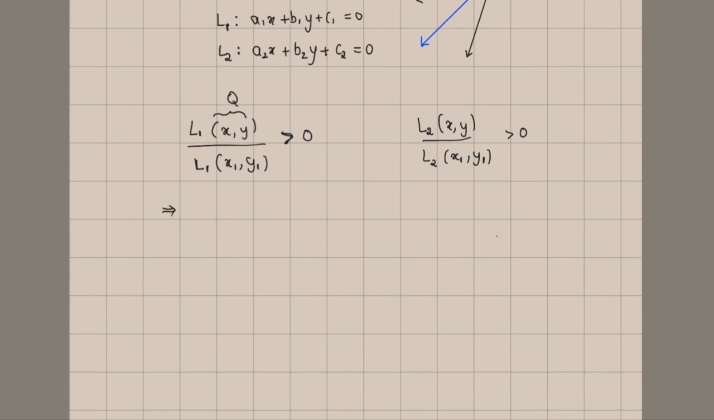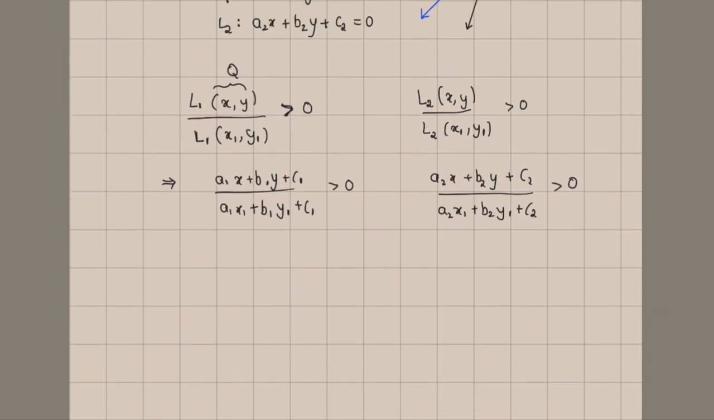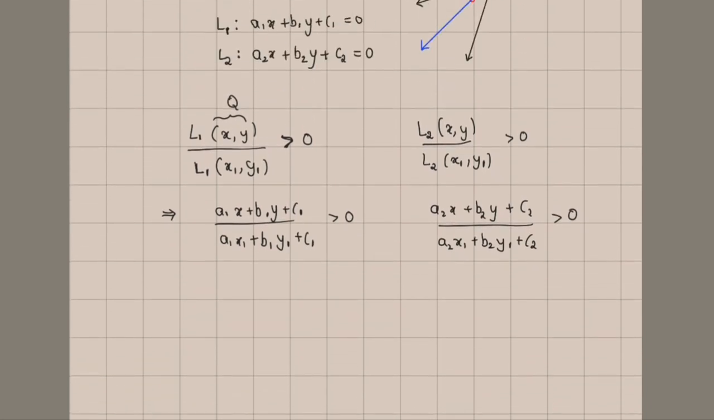Which means a1x plus b1y plus c1 by a1x1 plus b1y1 plus c1 should be greater than 0. Similarly, a2x plus b2y plus c2 by a2x1 plus b2y1 plus c2 should be greater than 0. This concept is discussed in the previous lecture. If you didn't get this, please do watch.